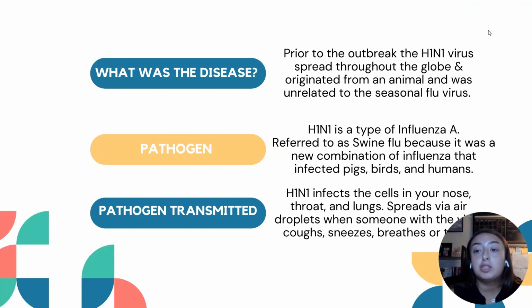So prior to the H1N1 virus spreading across the globe, it originated from an animal. Seasonal flu virus does not originate from an animal, but from other humans. That's what makes the H1N1 virus so unique. I do also want to point out that the H1N1 virus is a type of influenza A. It also goes by the name of swine flu because it is a new combination of influenza that infected pigs, birds, and humans. And it also resembles a respiratory infection that pigs can get.